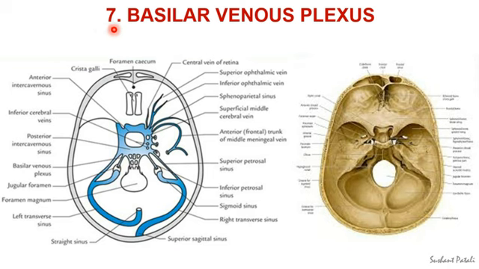The last one of the unpaired dural venous sinuses is the basilar venous plexus. It is a plexiform venous network and it lies on the clivus of the skull. The clivus is formed by the body of the sphenoid bone with a part of the occipital bone. As you can see here, this is the clivus. So the basilar venous plexus basically lies on the clivus. This plexus connects laterally the inferior petrosal sinus of both sides, and it communicates below through the foramen magnum with the internal vertebral venous plexus.